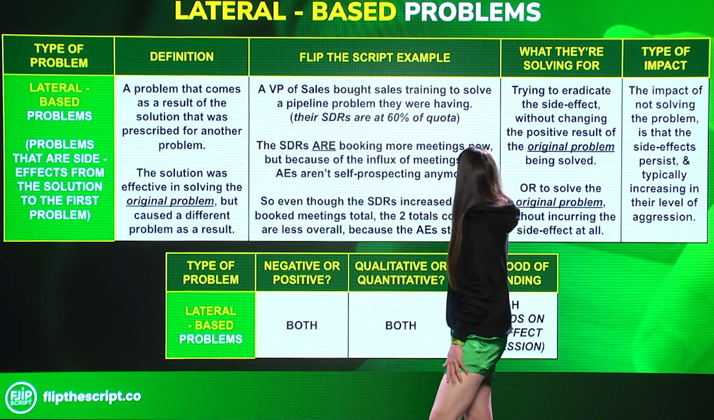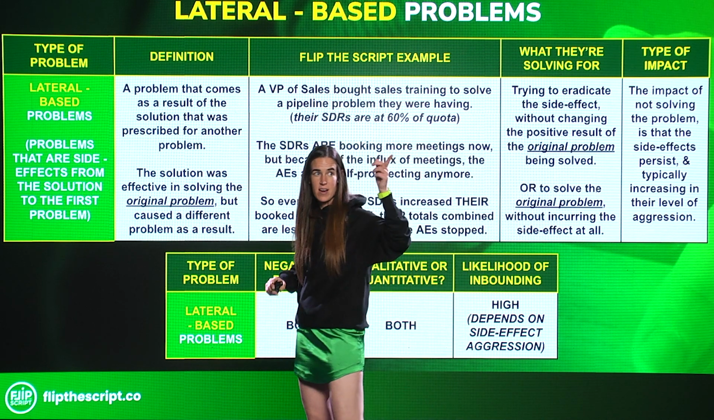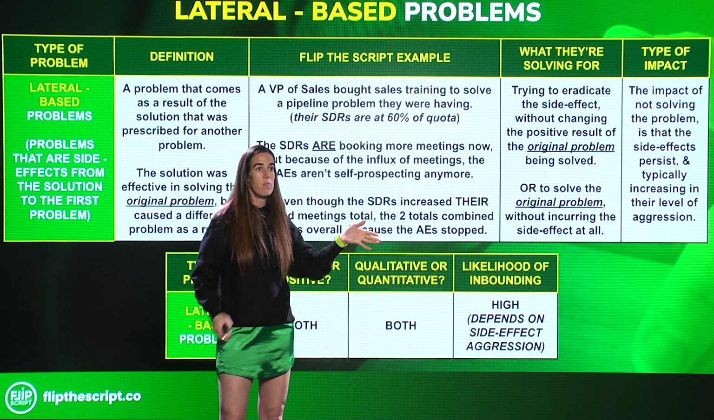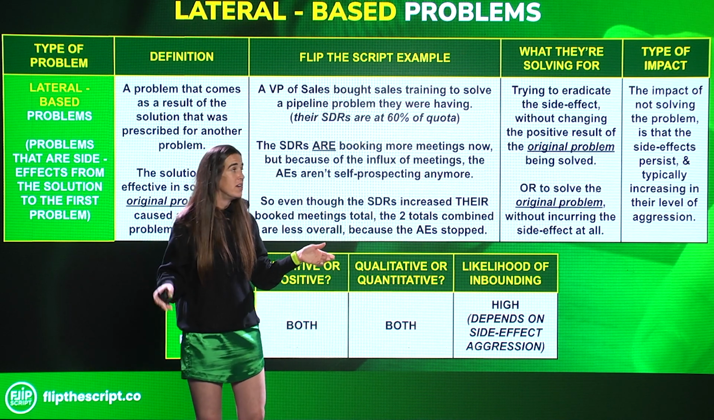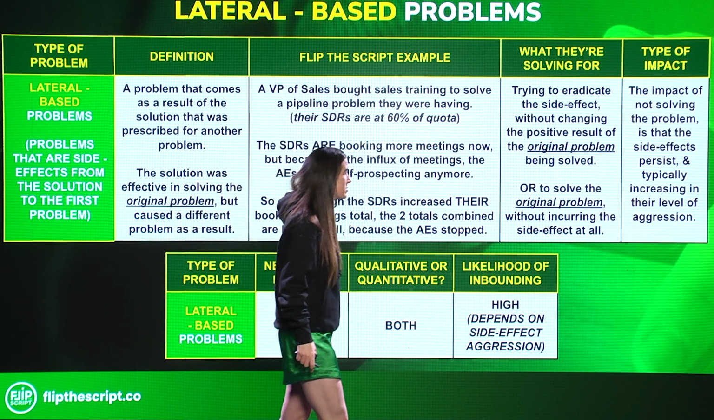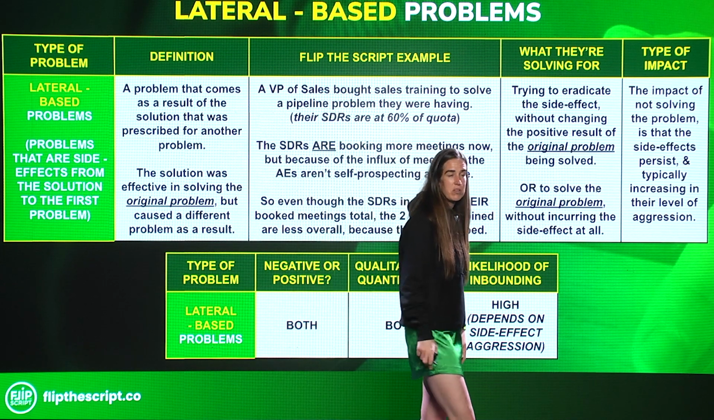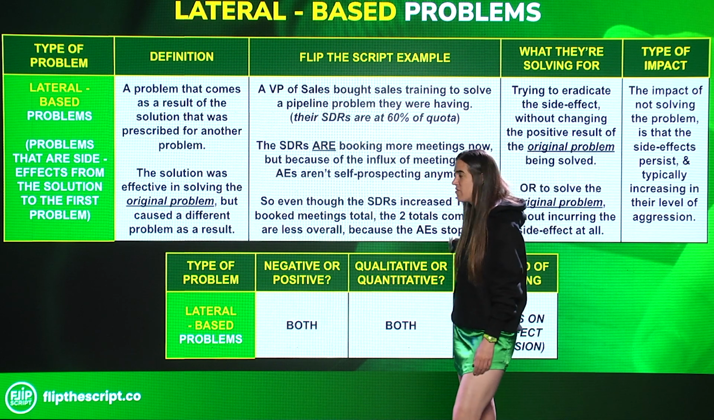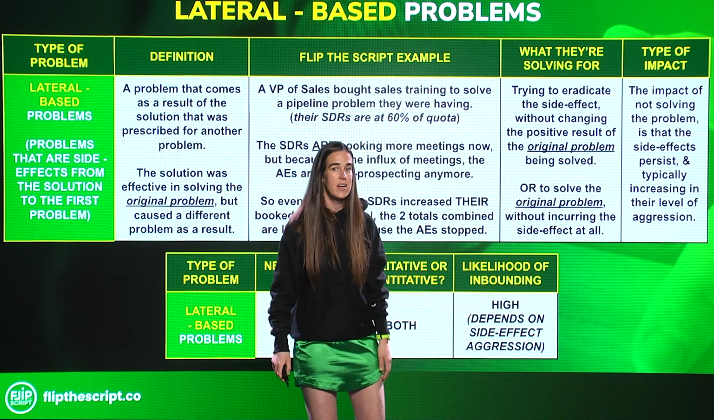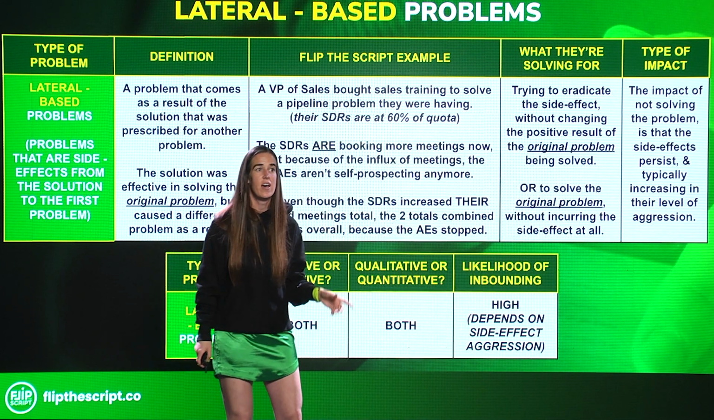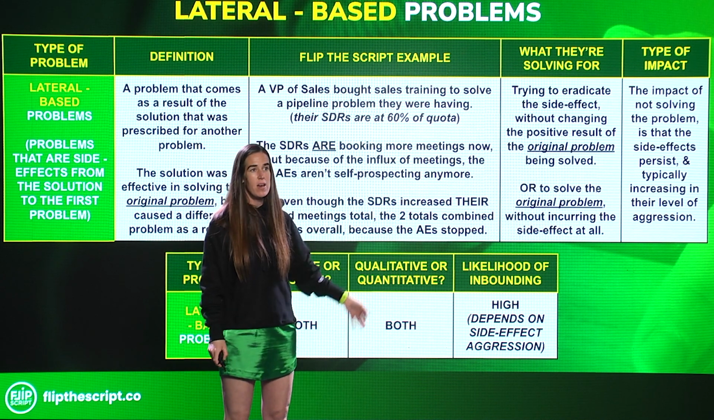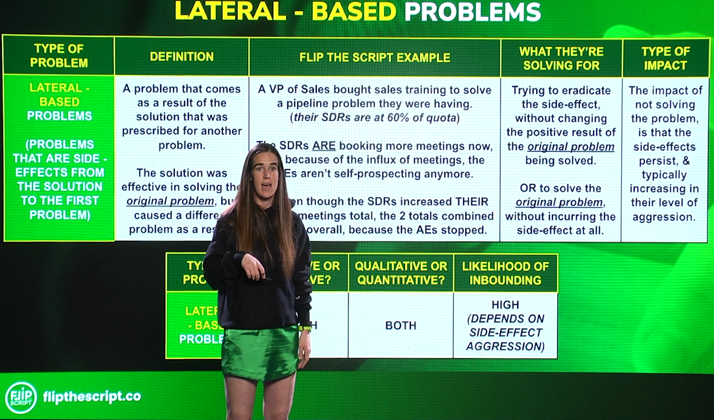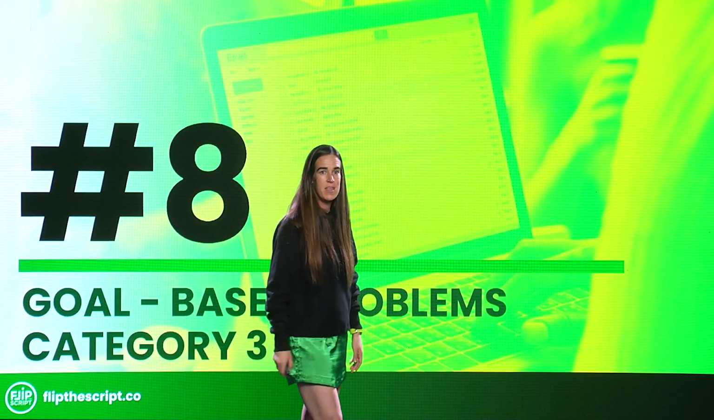So what they're trying to solve for is either to eradicate the side effect, or best case scenario, to solve the original problem without causing a side effect at all. So the impact of this is the problem persists, side effects persist, usually with increased level of aggression dependent upon the side effect. This can be both negative, both quantitative or qualitative, and very high likelihood of inbounding, but it can be dependent on the level, the severity, the impact, etc. of the side effect that happened from the first solution being put in place.